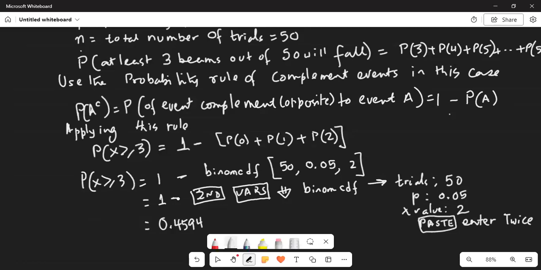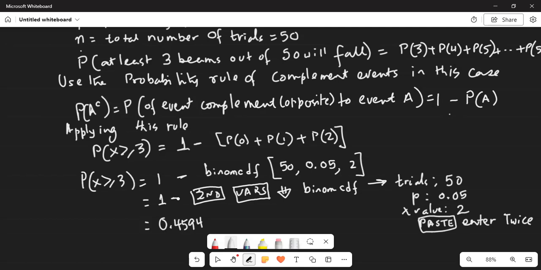Let me make sure. One minus second VARS, scroll down to binomcdf. Trials is 50, probability of success is 0.05, and I'm adding 0, 1, and 2, so my last x value is 2. Paste, enter, and enter. And it is 0.4595, you might say, or 0.4594.